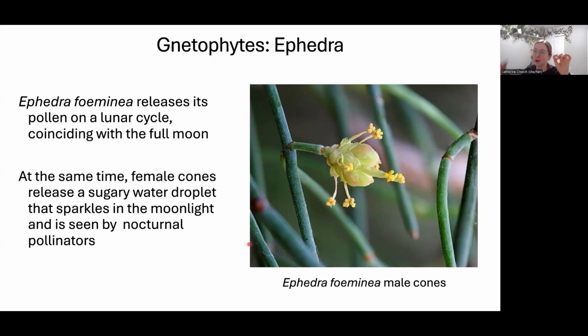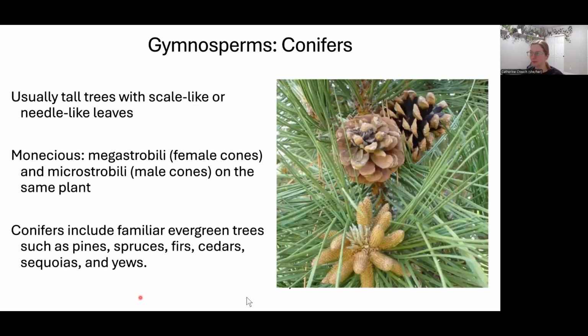And that allows pollinators that are nocturnal to visit these male cones, pick up pollen, and bring it to the sparkling female cone, and fertilization occurs overnight with the full moon. Really incredible process. Then we get into our traditional gymnosperms, what everyone thinks of when they think of a gymnosperm, and that's the conifers. Conifers are going to be your pines, your spruces, your firs, cedars, sequoias, yews.